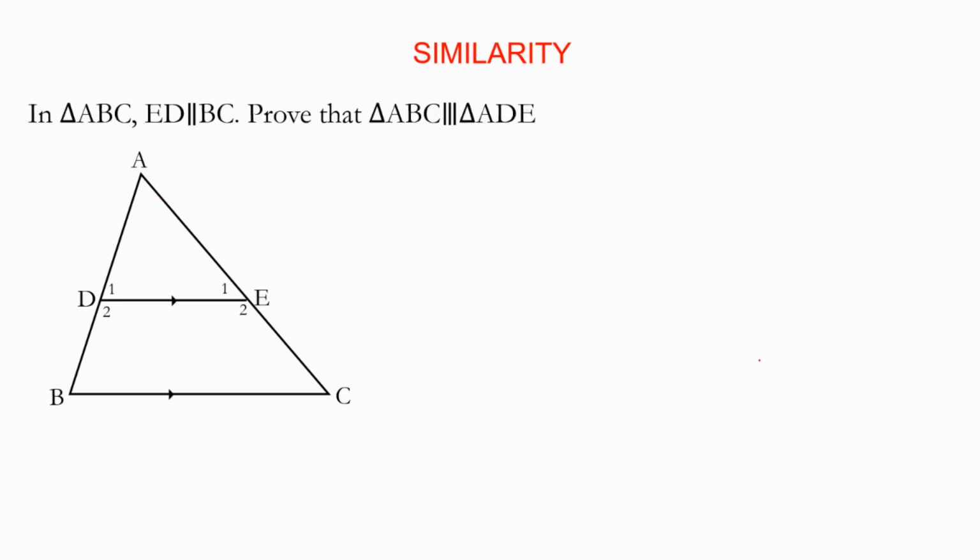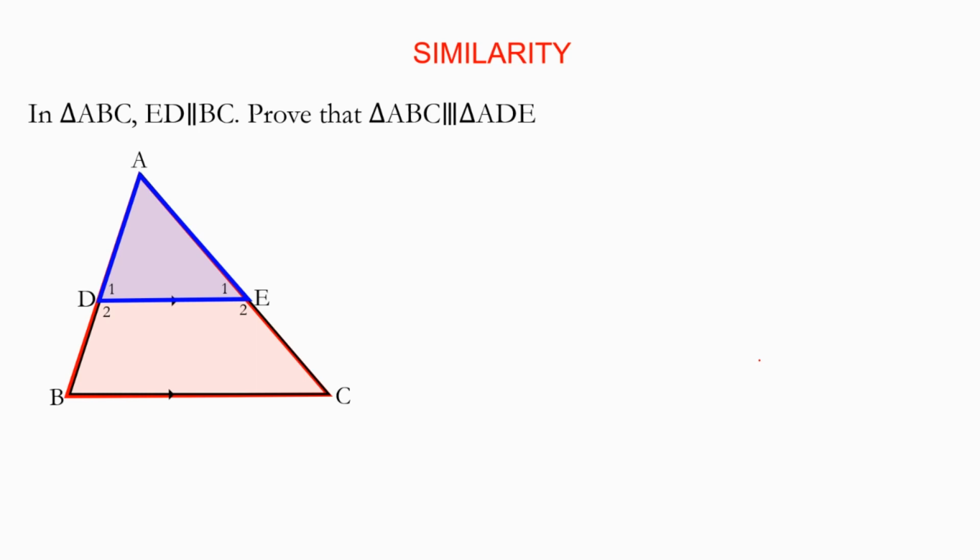Right, what about this one? In triangle ABC, we're given that ED is parallel to BC. Prove that triangle ABC is similar to triangle ADE. What do we do here? We have to prove that we have three pairs of corresponding angles equal, or we prove that the corresponding sides are in proportion. But here we can use angles because we don't have sides.